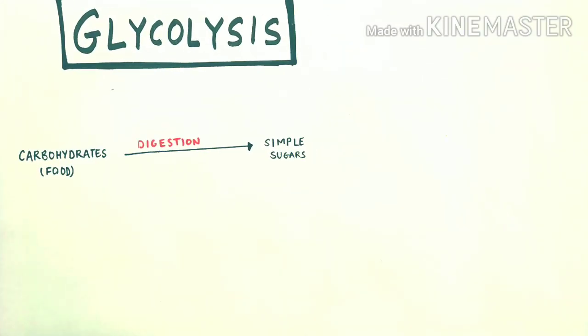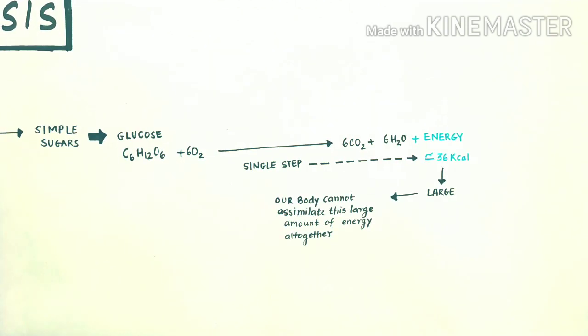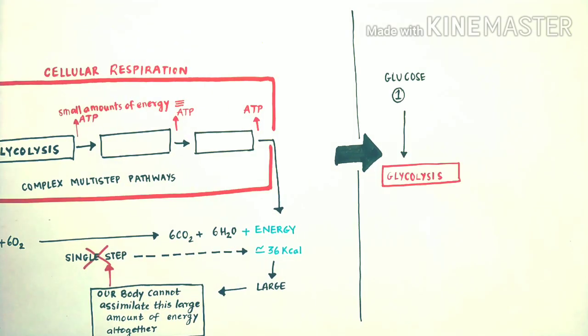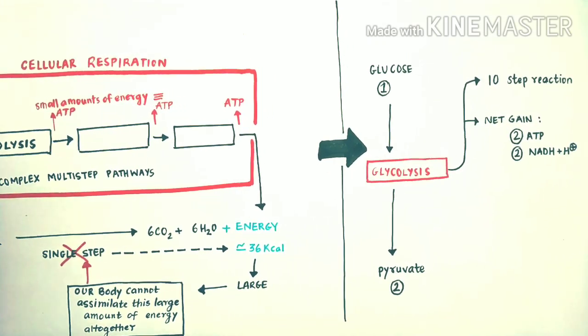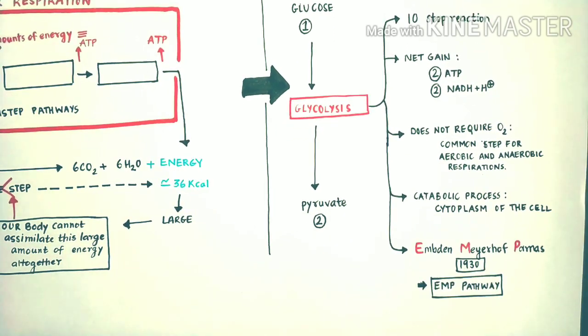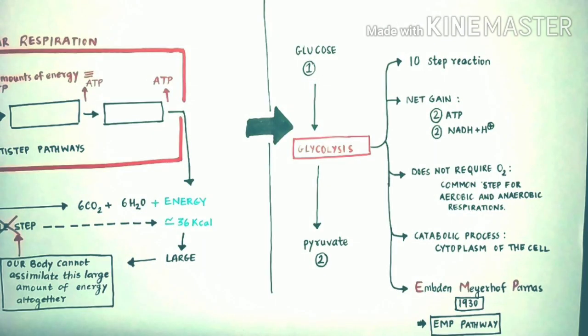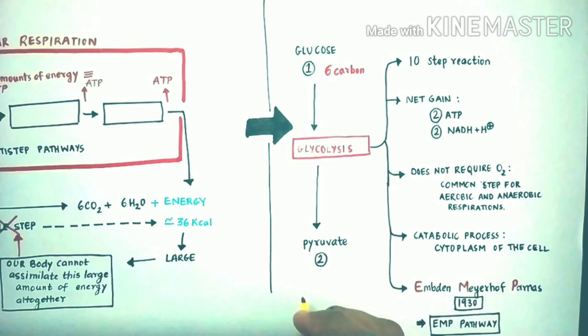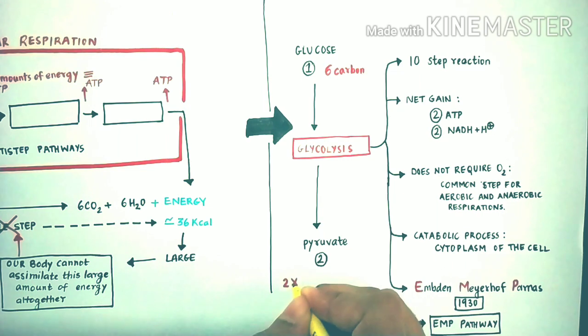So in part 1, we saw a brief introduction to glycolysis, why it is happening, what is happening. We saw that it is a part of cellular respiration, and we also saw some of its salient features. We saw that one molecule of glucose undergoes glycolysis to form two molecules of pyruvate. What is basically happening is that glucose, a 6-carbon molecule, is getting broken down into two 3-carbon units of pyruvate.